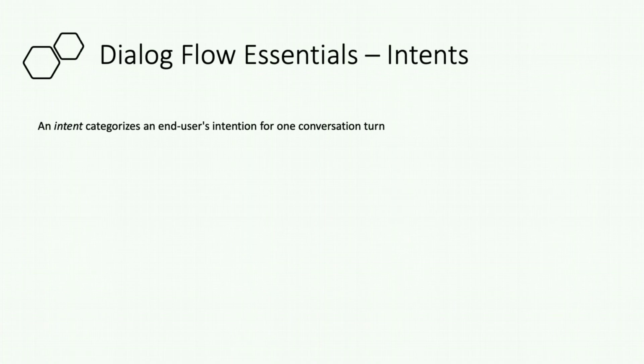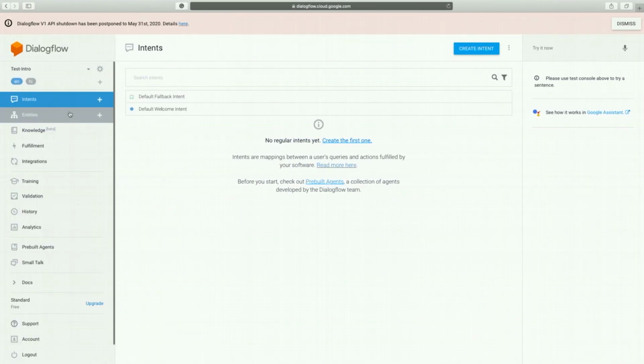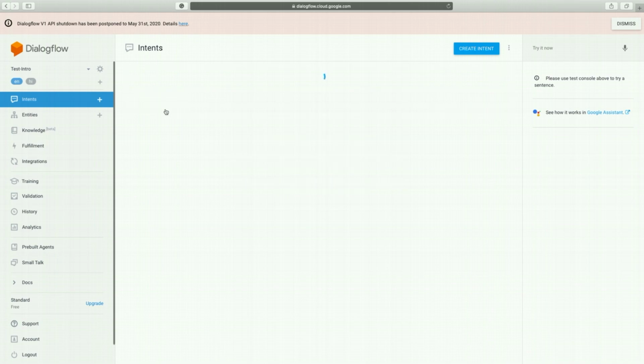So let's see those configurations. It has context, events, training phrases, action and parameters, response, and fulfillment. Let's switch to Dialogflow. So here you can see the intents. We can create a new intent from here, but let's see the intent that we got when we created the agent. So let me click on the default welcome intent.